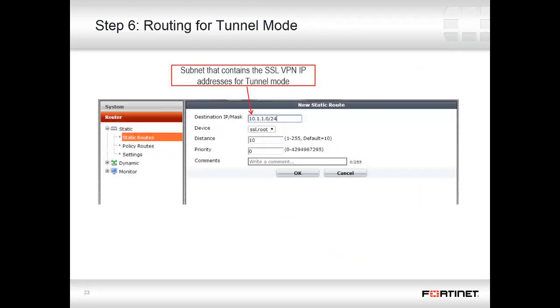The final step is related to routing. As tunnel mode uses a virtual interface, the FortiGate routing table must properly route the traffic destined to the SSL VPN users using the ssl.root interface. We usually do this with static routing. We add at least one static route for the VPN virtual IP addresses pointing to the SSL root interface.